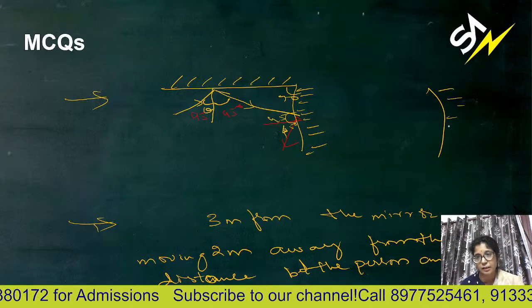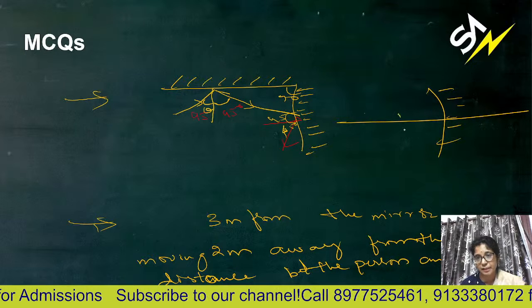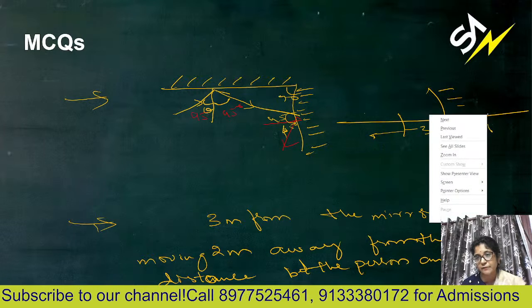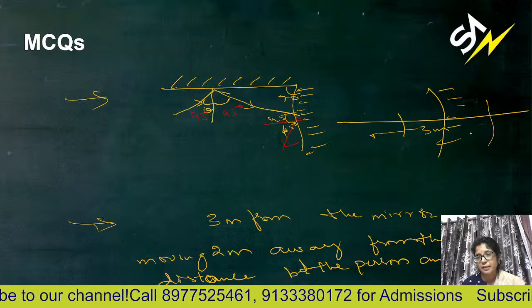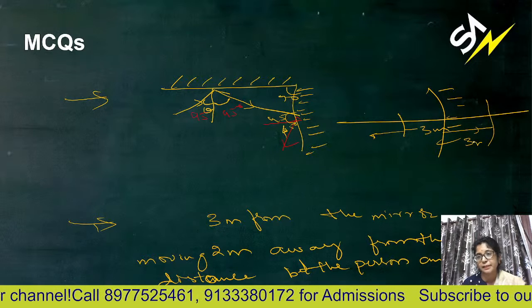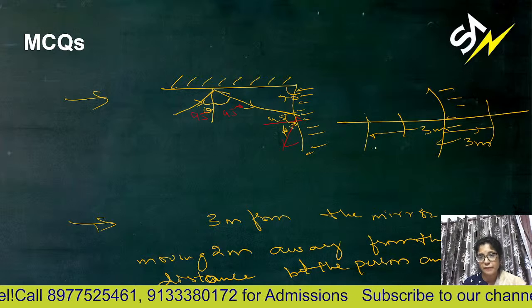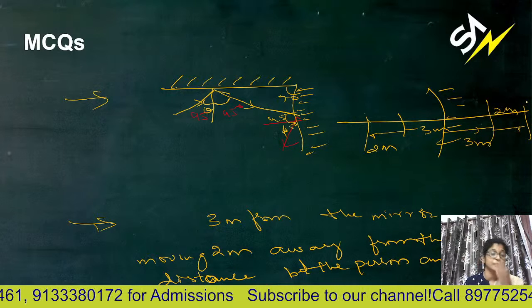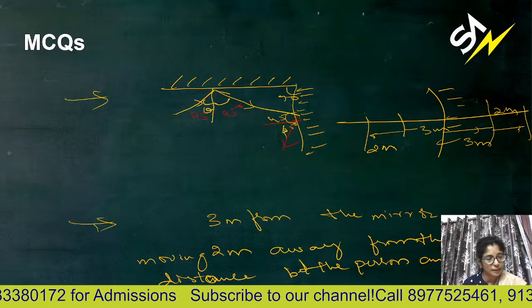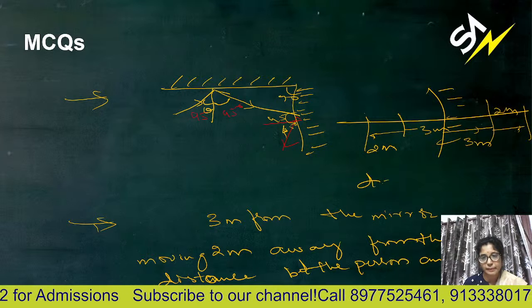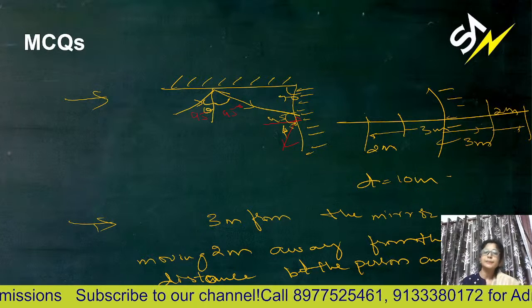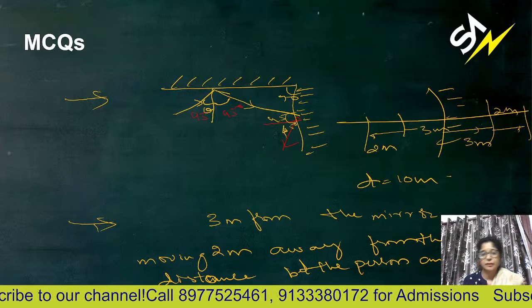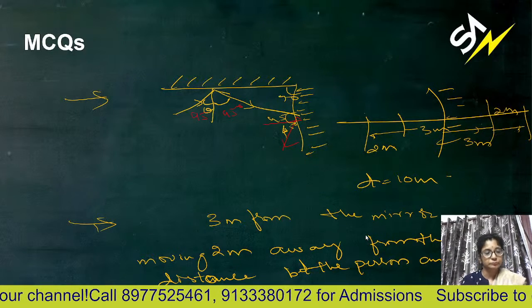If this is the mirror and the person is standing somewhere, initially he was 3 meters away, and the image was also 3 meters. Now he is moving away 2 meters, then the image also moves away 2 meters. Then what is the distance between the person and the image? Here it is 5 and here it is 5. The total D will be 10 meters. Okay, so this is how we find out the number of images and the mirror images of things, right?